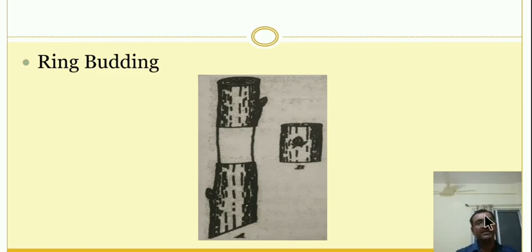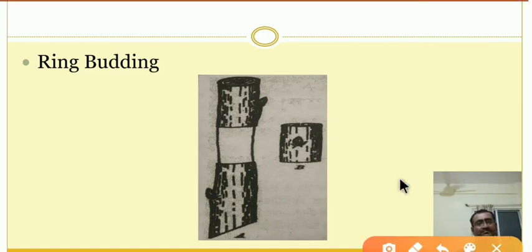Let us see here, the bud is there. This is the bud, and that bark with the bud is removed. This bark is placed on the stock, and it is compactly tied with a thread or a tape, and after 15 to 21 days it grows compactly into a new plant, and from this bud part the new leaves arise.